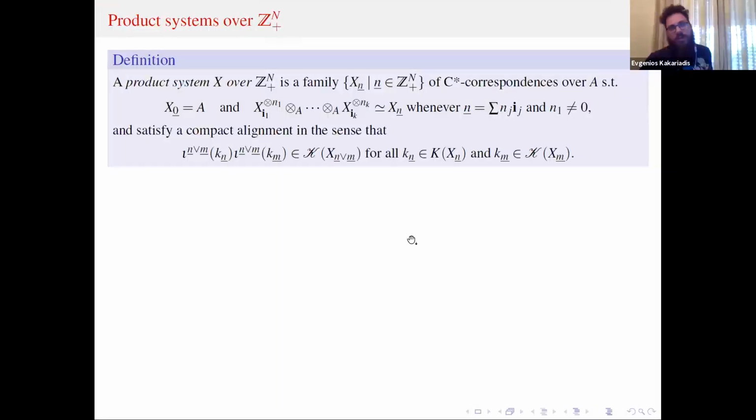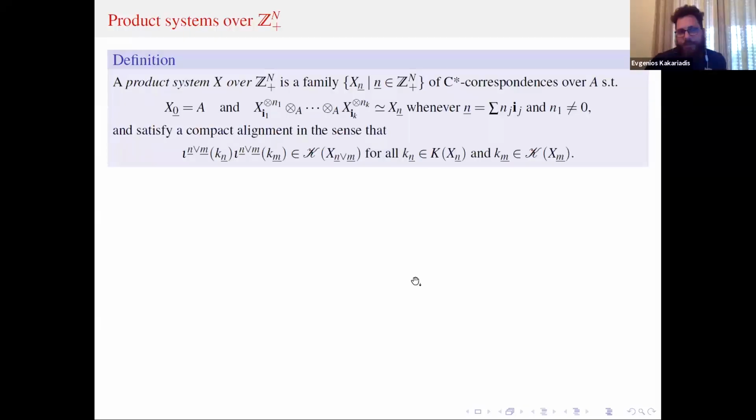For the free abelian semigroup Z plus N, there is an analogous construct that allows you also to have commuting actions. A product system will be a family of Xn's, so that whenever I write n as a sum of the generators, there is one way that I can identify it with a nice tensor product along these coefficients.